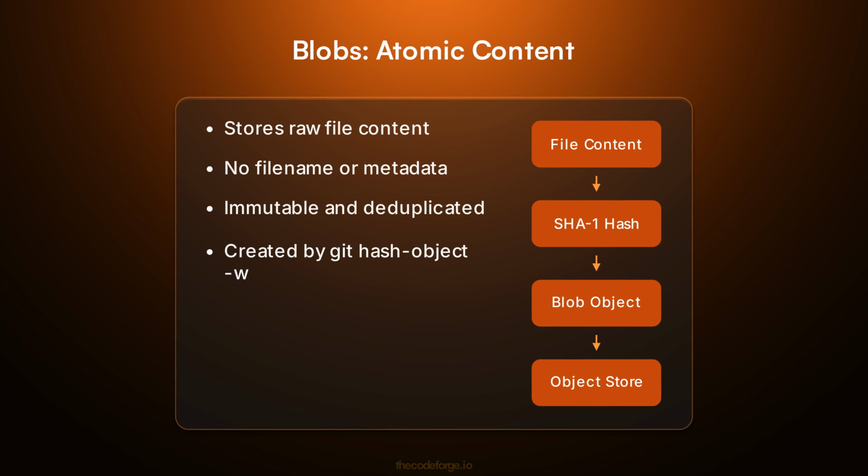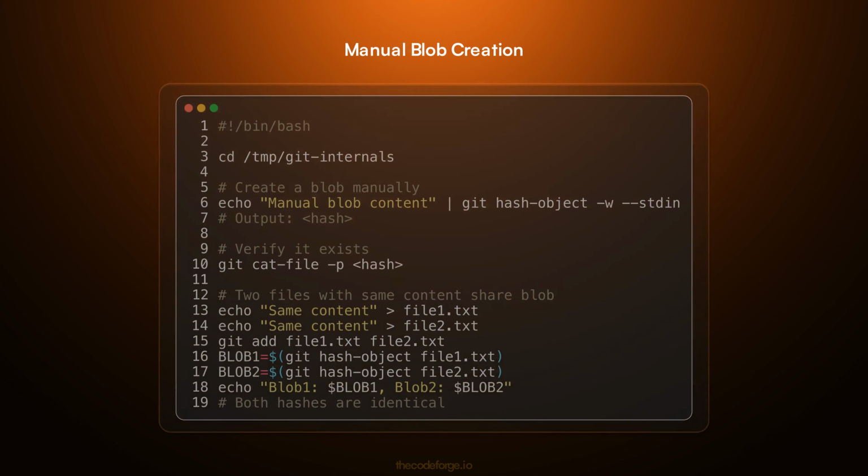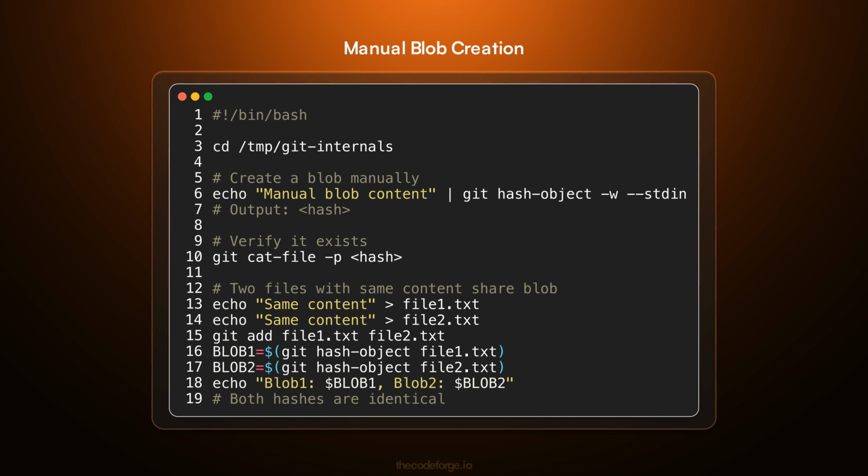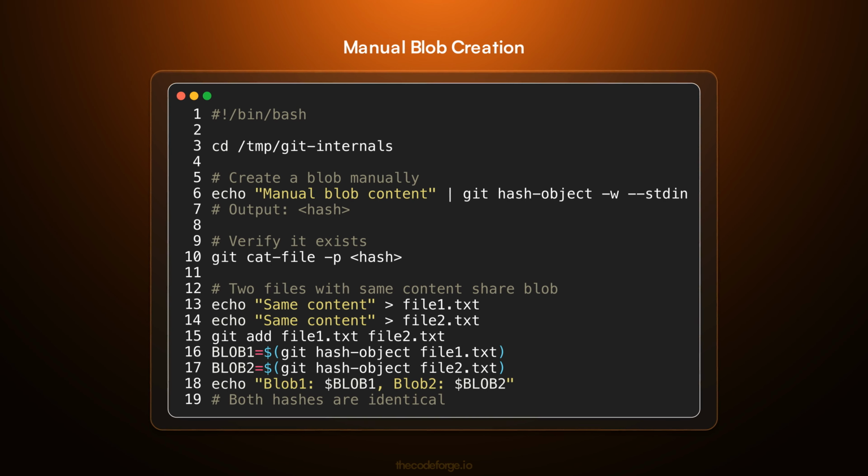Blobs are immutable. Once created, they never change. If you modify a file and restage it, Git creates a new blob. The old blob remains until garbage collected. We can create a blob manually using git hash-object -w. Notice that 2 files with identical content produce the same blob hash.